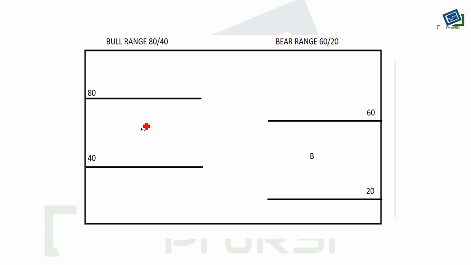Single chart that, see, this zone A is the bull range. When the markets are making higher highs or they are moving up, then the RSI will generally oscillate between 80 and 40 levels. Now this is the way RSI will move.